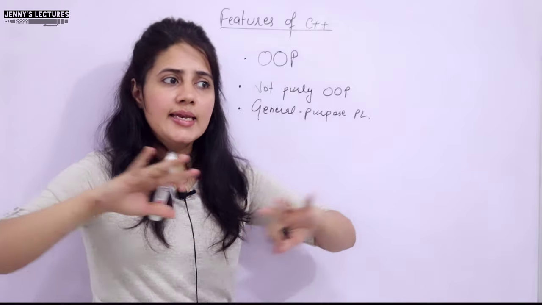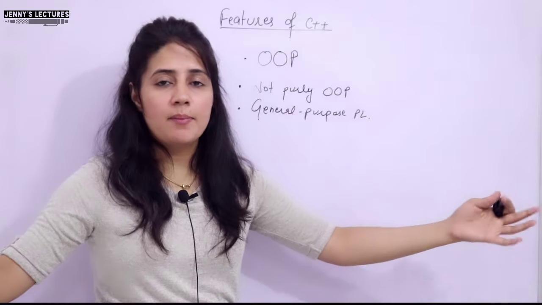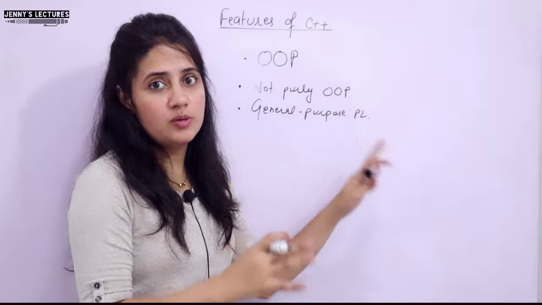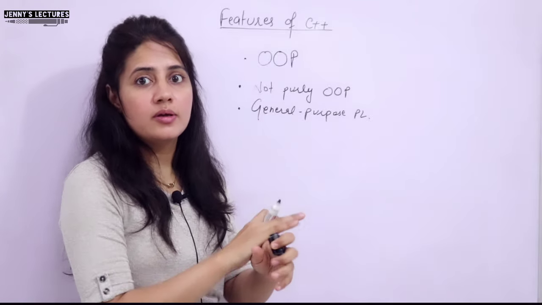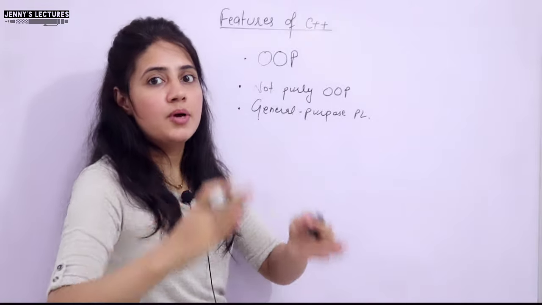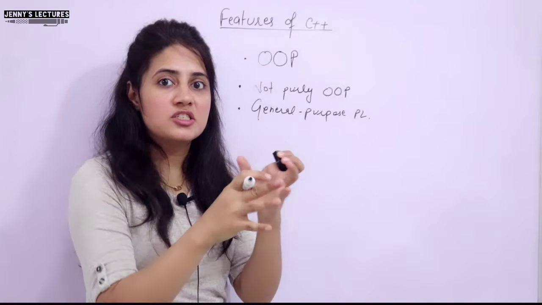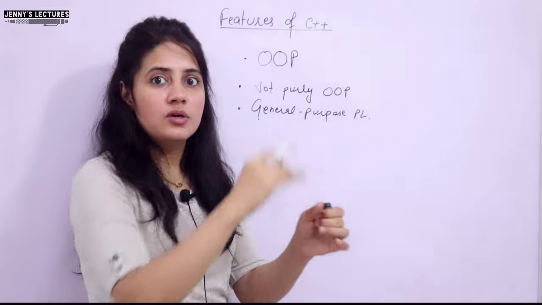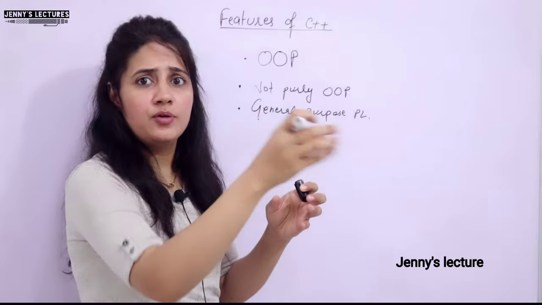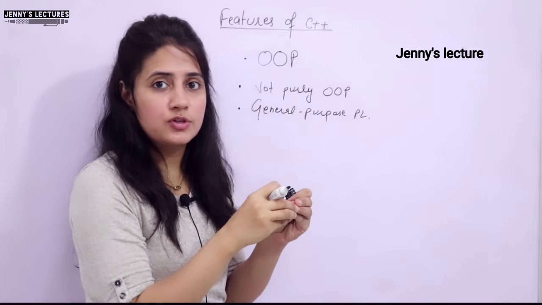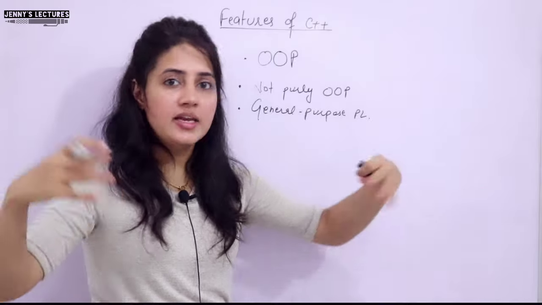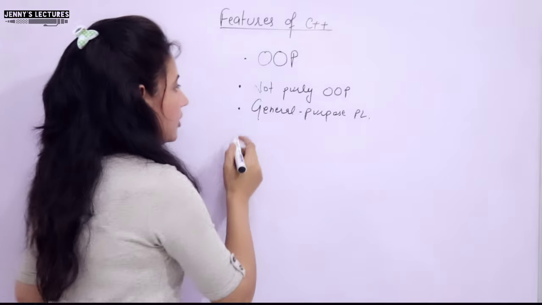So for creating any kind of application or software in any domain, in any area, we can use C++. There is something for everyone in this language. That is why it is known as a general purpose programming language. It's not specific purpose. It's not that for a particular domain only we can use this language. No, for creating applications in all domains, in any area, we can use this language, right?